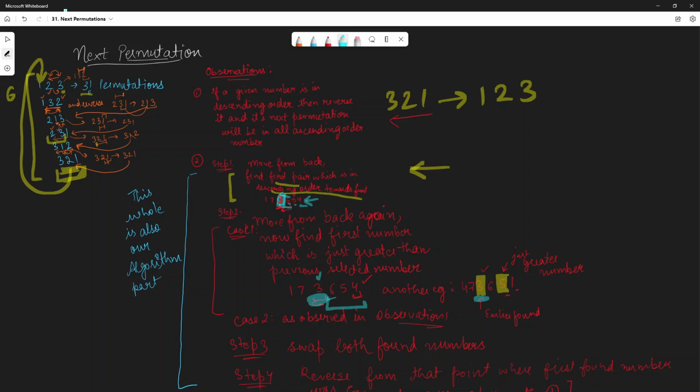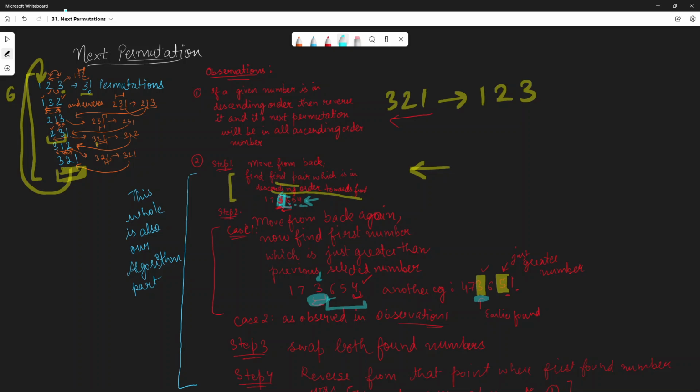Basically from this particular index, that's what I required to say. Because when we swap, this 3 would go towards this 4, right? So it will be something different. But the thing is, we are required to reverse from this particular index, just after this index.